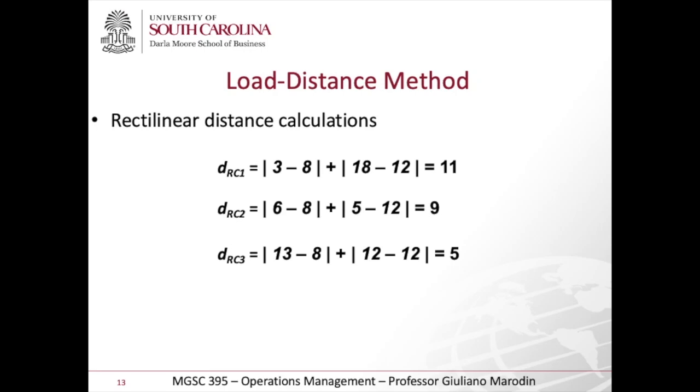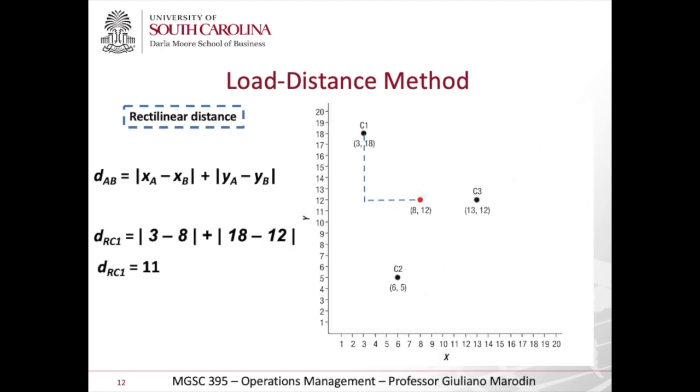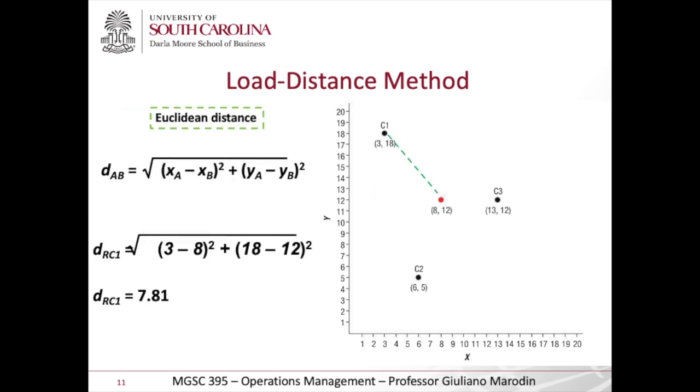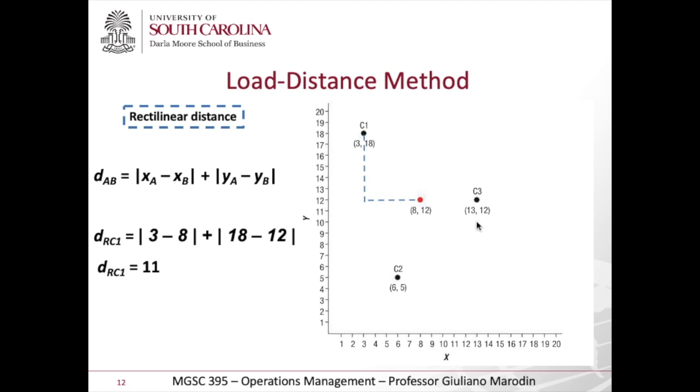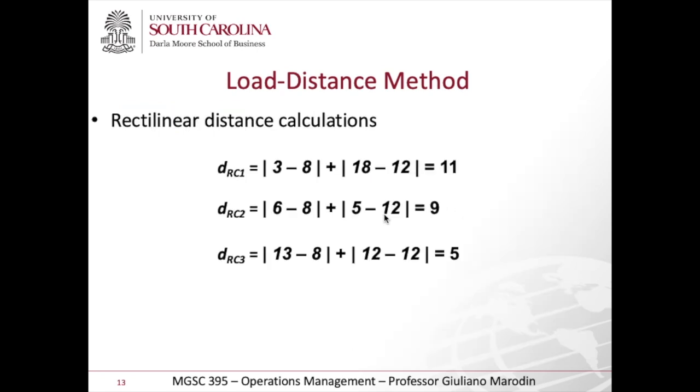So now I'm sure that you know how to calculate rectilinear distance, and then we do that for the other distances for C1, C2, and C3. Remember, here we did only for C1, then it was 11. I need to do it for C2 and for C3, and then I have the total distance for each one of those, right?